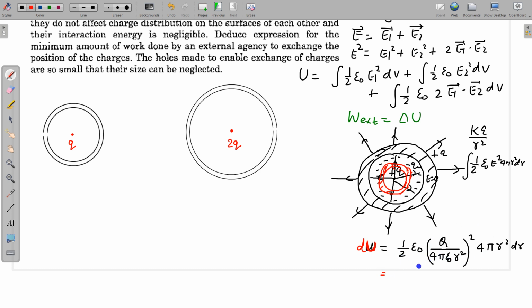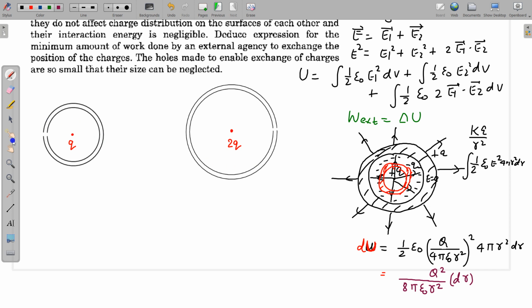And what kind of terms are here? 4 pi epsilon naught will cancel. It is Q square, and there is 1 over r square, there will be r to the 4, so it is r square here, and this is dr. And we are left with half and 4, so this is 8 pi epsilon naught r square. So let us keep in mind this term, Q square divided by 8 pi epsilon naught r square, into dr. dr is the thickness here.